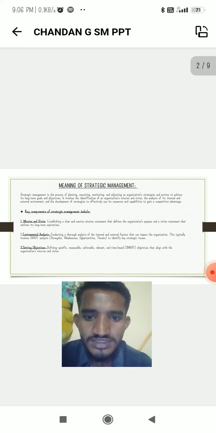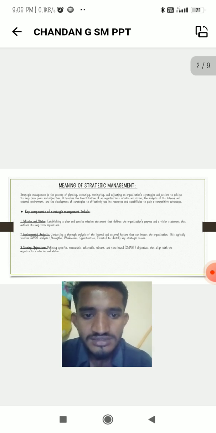Key components of strategic management include mission and vision, environment analysis, setting objectives. First one, mission and vision. Establishing a clear and concise mission statement that defines the organization's purpose, and vision statement that outlines its long-term aspirations. Environmental analysis, conducting a thorough analysis of internal and external factors that can impact the organization, and this typically involves SWOT analysis, strength, weakness, opportunities, threats, to identify key strategy issues.